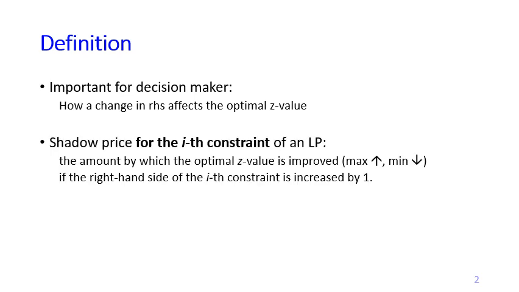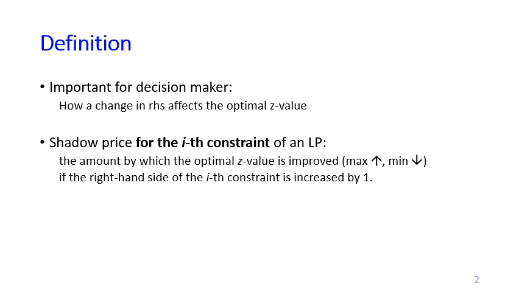such that we now may define the shadow price for the ith constraint of a linear programming as the amount by which the optimal z-value is improved if the right-hand side of the ith constraint is increased by 1.